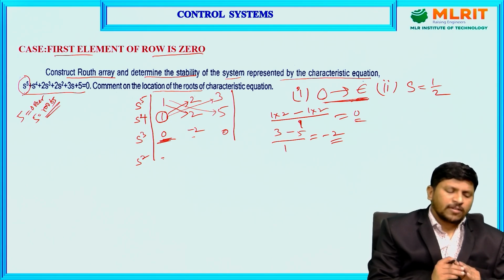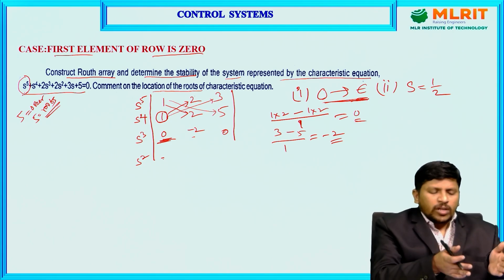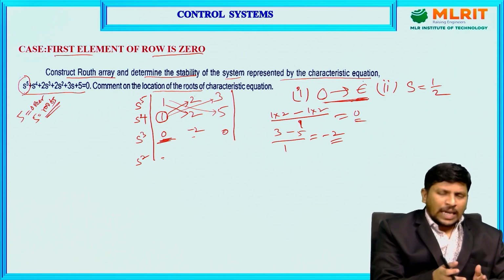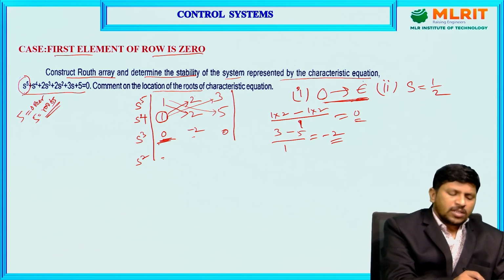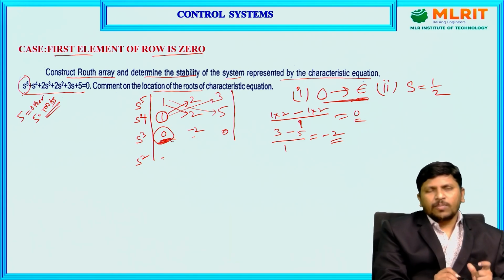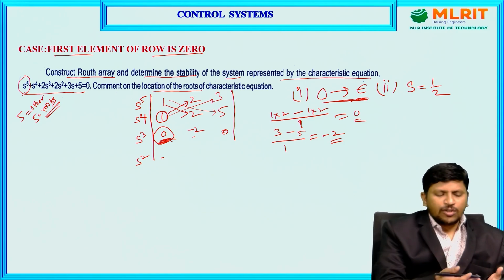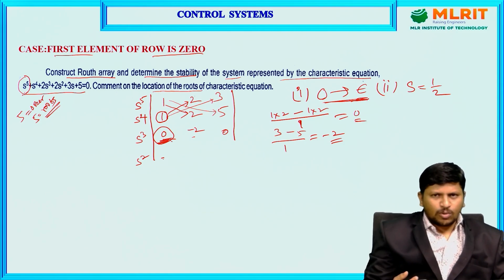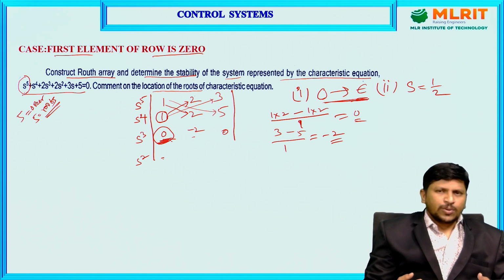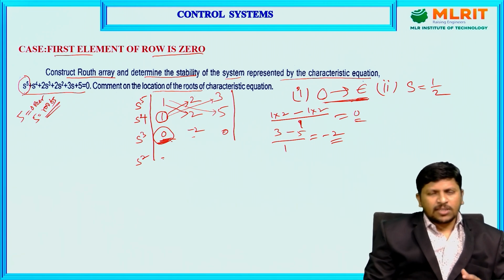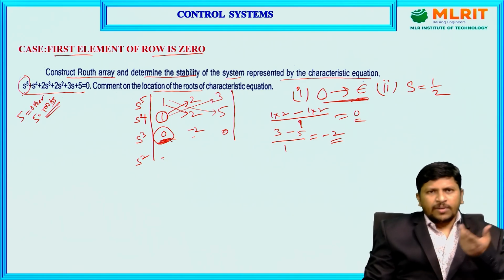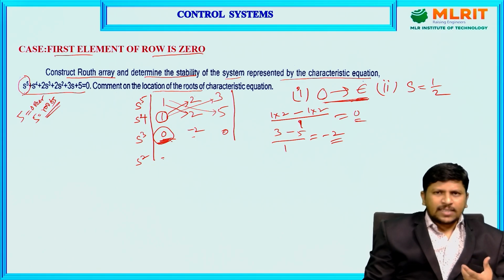After we arrange that array matrix, we are going to solve all the row elements. If any row's first element is 0, in place of 0 we consider a small positive value, epsilon. Then we continue the procedure up to the end, the s power 0 row elements. After that we are going to estimate whether the given system is stable or unstable, estimating the pole locations on the S plane. For that we substitute 0 in place of epsilon.